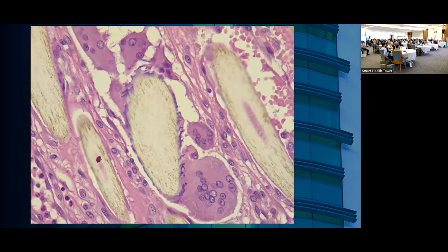This is another example of hair fragments, and you can see this lovely large multinucleated giant cell which is trying to eat it up. You can see another giant cell here trying to eat it up, but they're failing to do so. Of course, they can't, because this is too much for them.